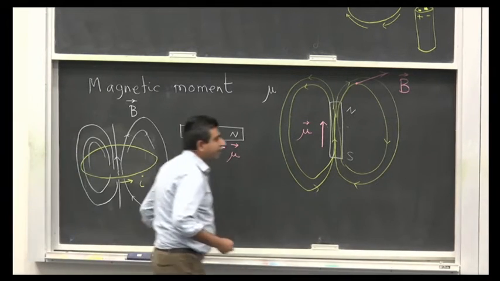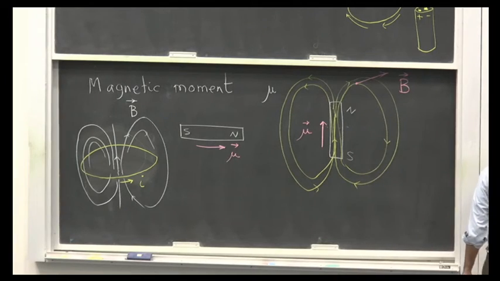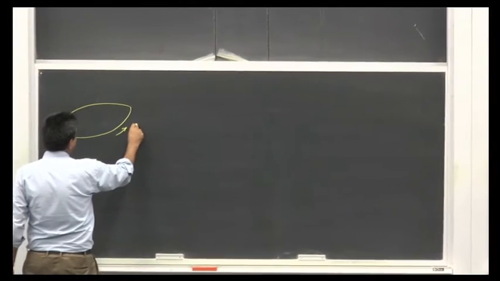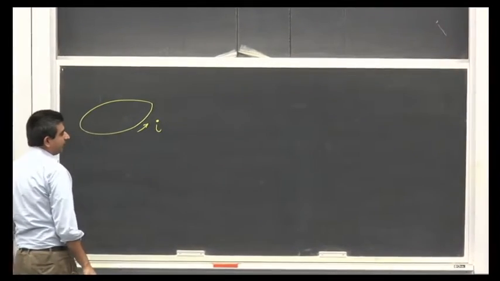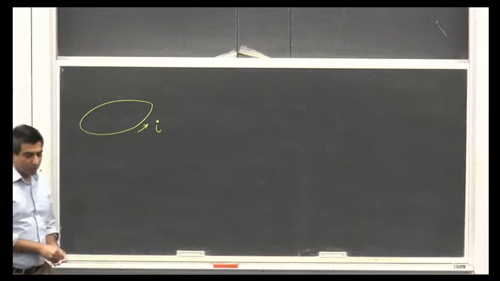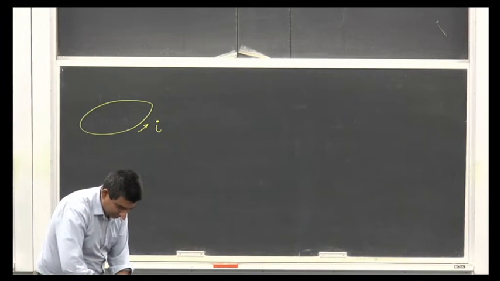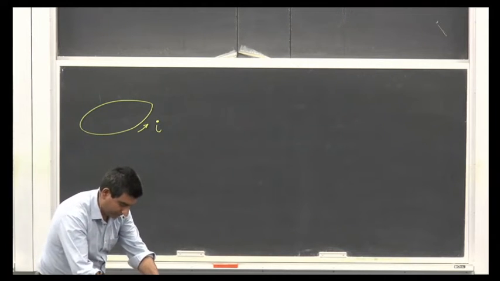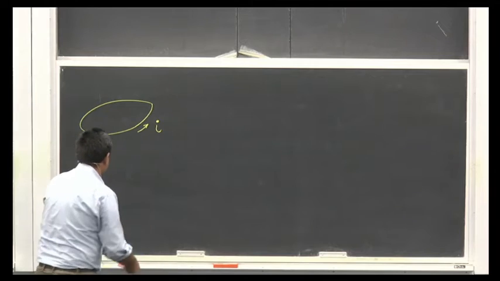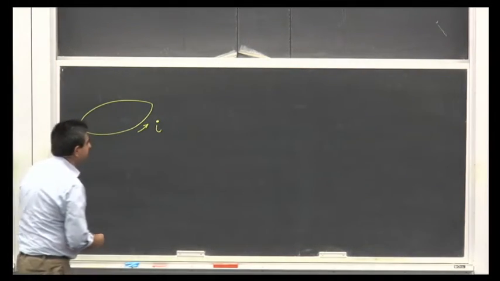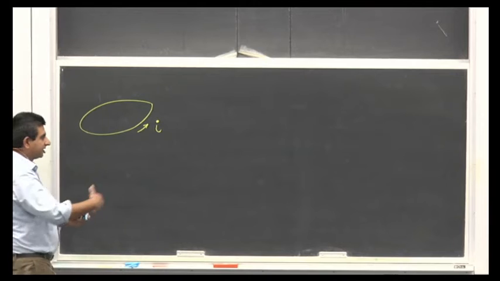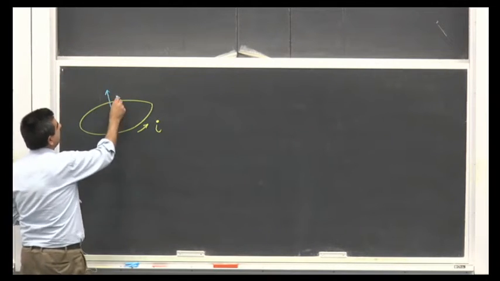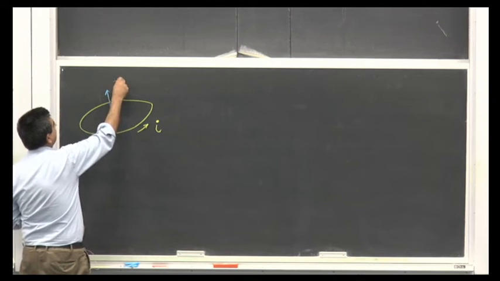Now let me draw the direction of that magnetic moment. If this is my current carrying coil, and current is flowing in this direction, I, then my magnetic moment is going to point in this general direction. I take my right hand, curl my fingers in the direction of the current. The magnetic moment is pointing in the direction of the thumb. This is the direction of the magnetic moment, mu.